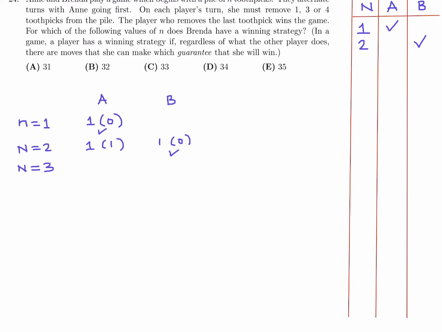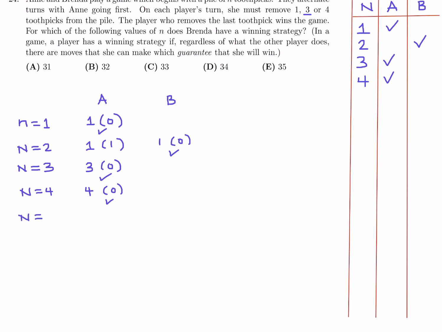N equals 3. Well, again, Brenda doesn't even get a chance in this scenario because Anne just removes 3, which she's perfectly allowed to do. There's 0 left, she wins. Boom. So Anne wins when N is equal to 3. N equals 4. The exact same story. Brenda doesn't even get a chance to play because Anne just immediately removes 4. There's 0 left, and she wins. So N equals 4, Anne wins again.